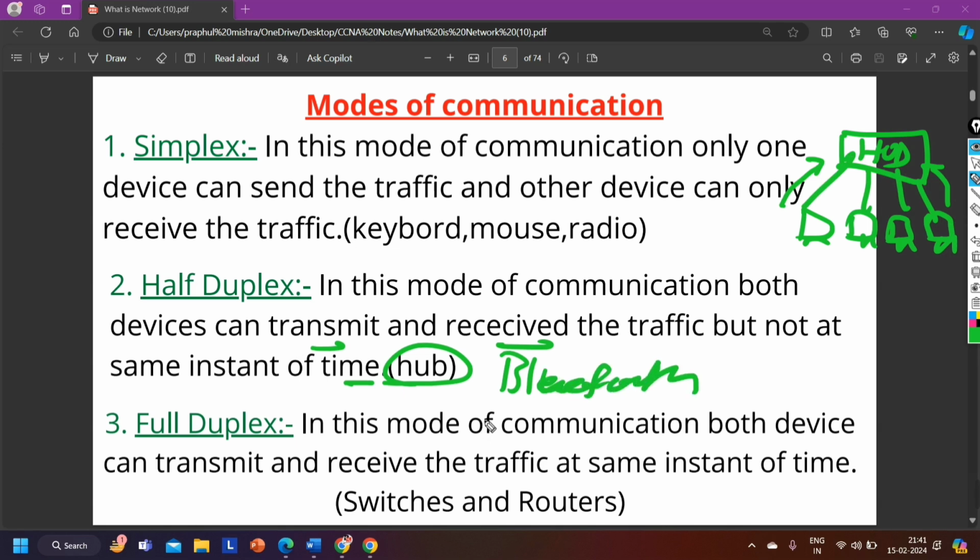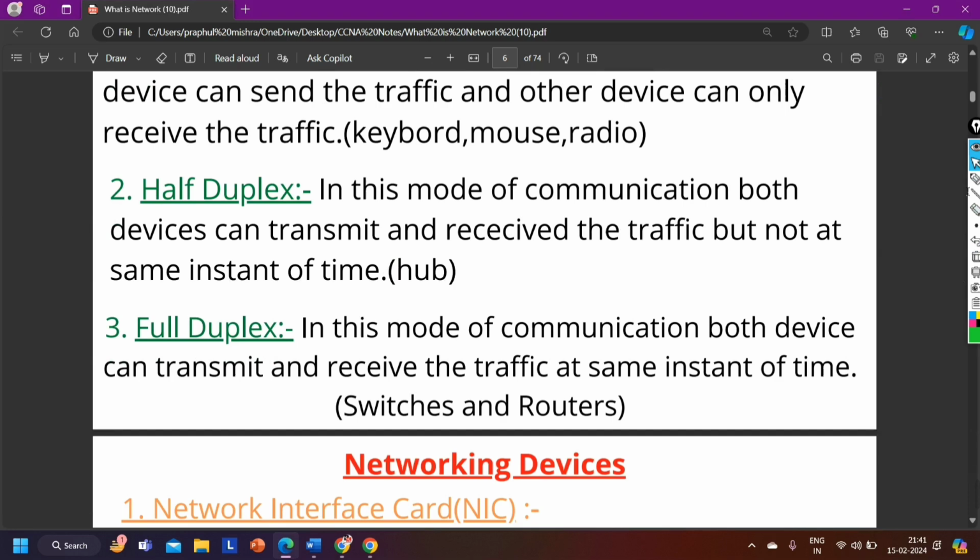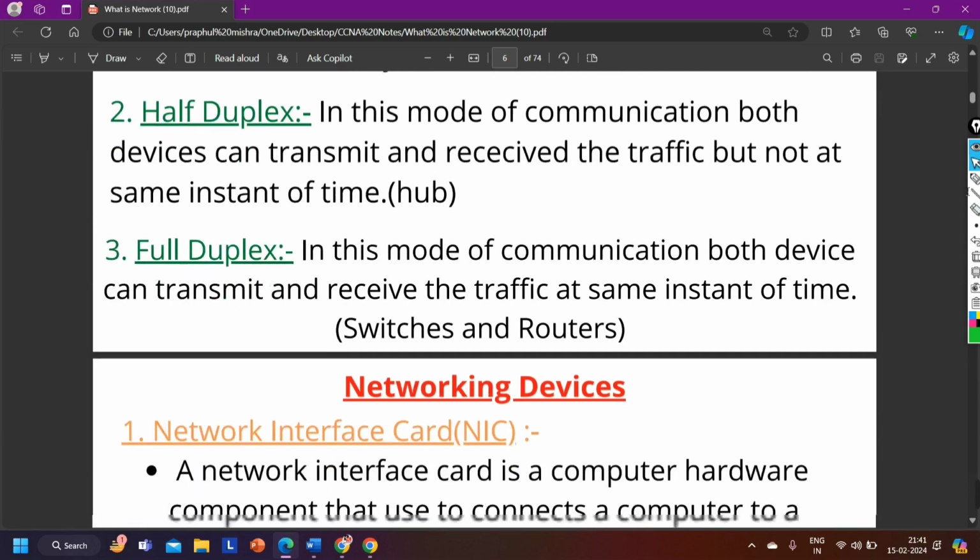Bluetooth, correct? Okay, so half duplex is, if someone asks you what is half duplex, you can say half duplex is two-way communication but not at the same time. And then the last one, full duplex. What is the difference between half duplex and full duplex?